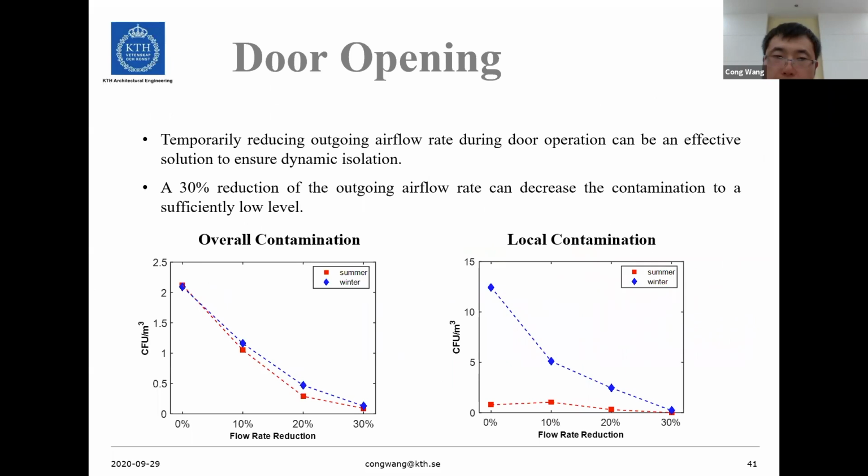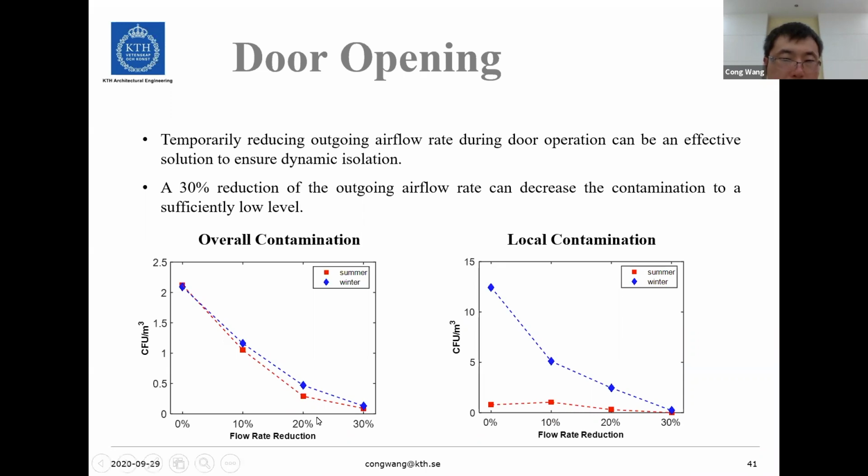Now we look at the results. The left figure shows the overall contamination, and the right figure shows the local contamination. We see that as the flow rate reduction goes up from 0% to 30%, both the overall contamination and the local contamination nearly steadily go down. And a 30% reduction of the outgoing airflow rate can decrease the contamination level to a sufficiently low level.